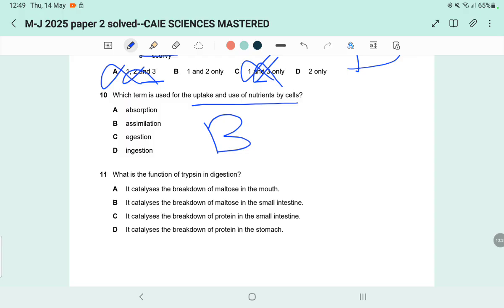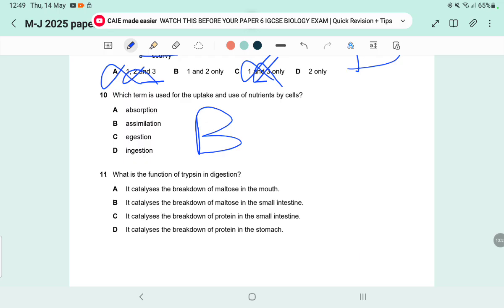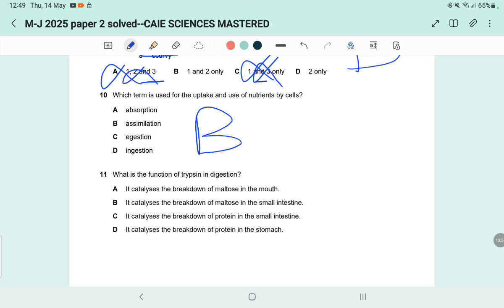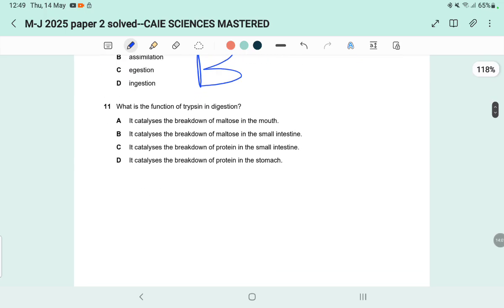But at that time he used the same uptake and use, okay? So, for example, if he said only uptake, the answer would be A. But now he didn't say only uptake, he included the word use. So basically, the definition of assimilation is what? It is the uptake and use of nutrients to become part of the cells. So to become part of the cells is obviously being used by the cell, okay?